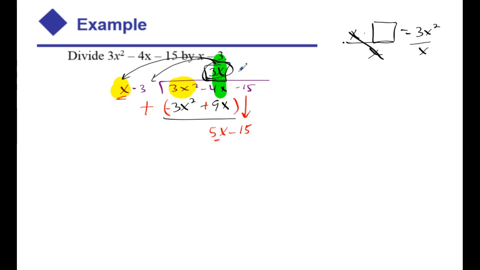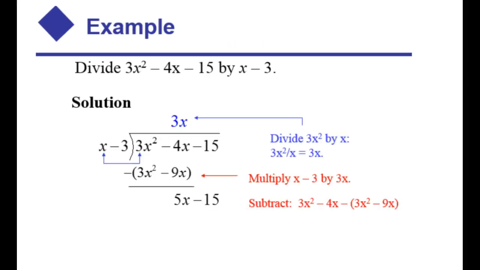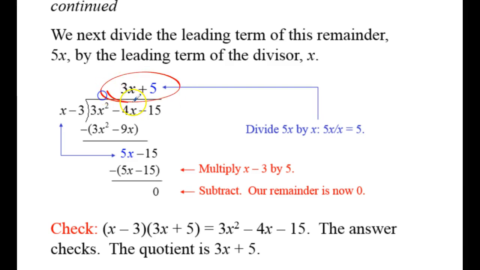X goes into 5x 5 times. Multiply. 5x minus 15. Subtract, and this comes out even. So the final solution is 3x plus 5. And here's how the author chose, but the quotient is 3x plus 5.